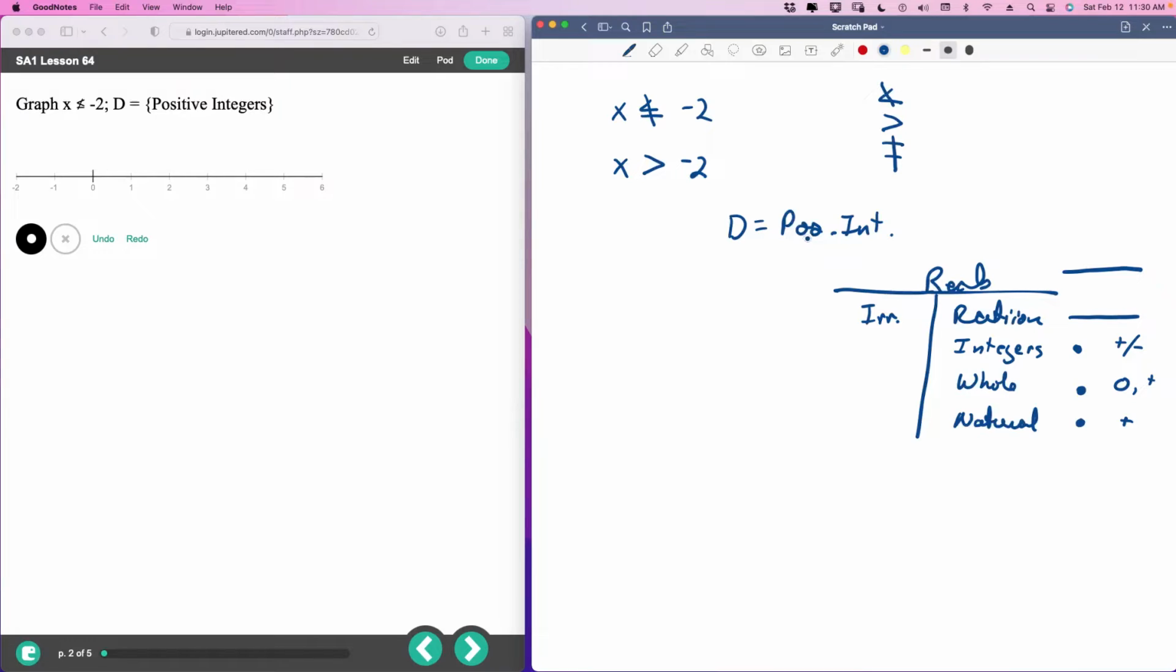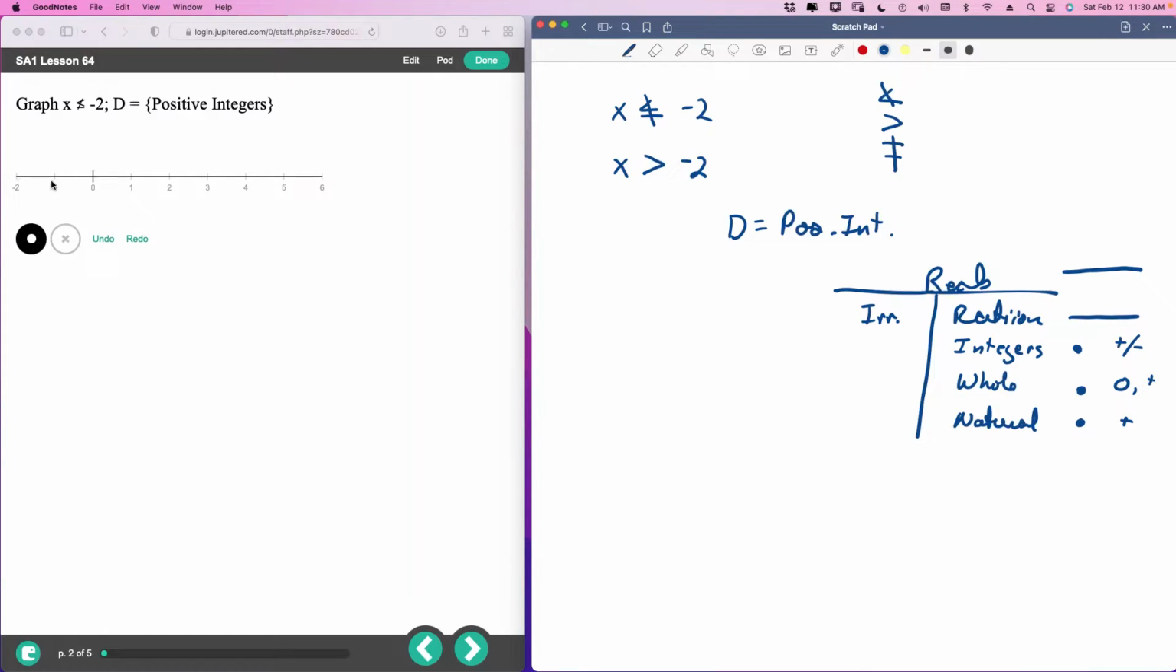Because this says positive integers, we know it's just the natural numbers. We can't do the negative numbers. So what we want to do is look at what we have over here. X is greater than -2. All right, well, here's -2. So X is not -2, but it's greater than -2. And we know that on the number line that everything to the right is greater than everything to the left.